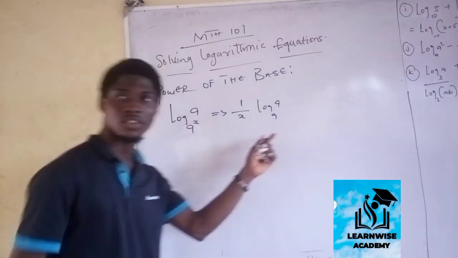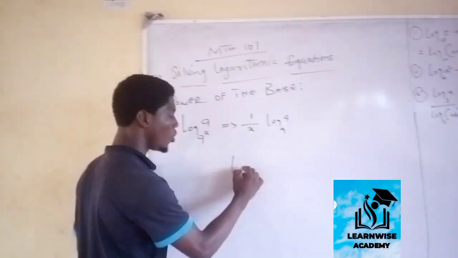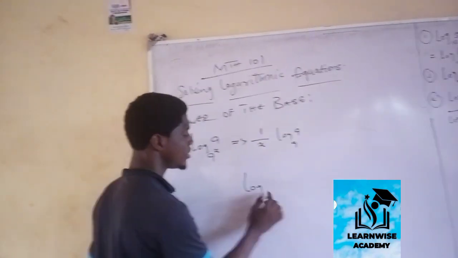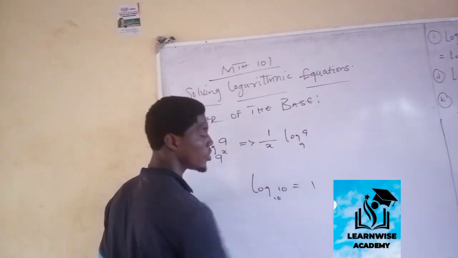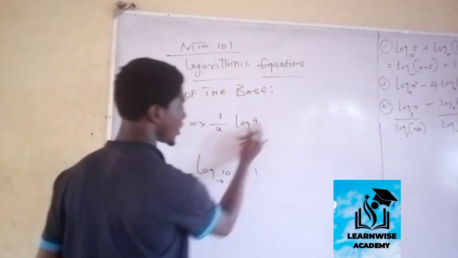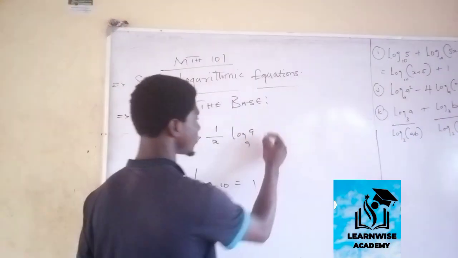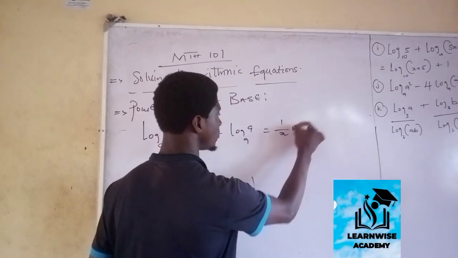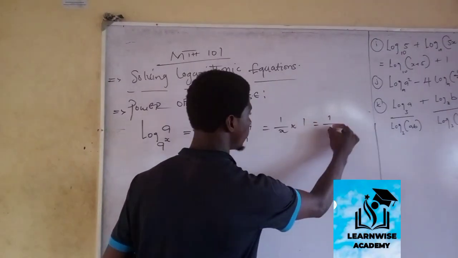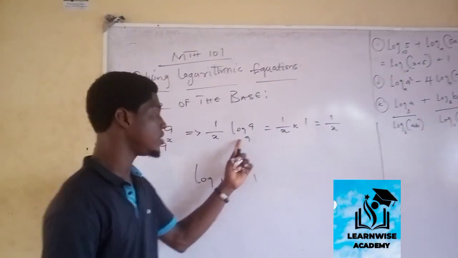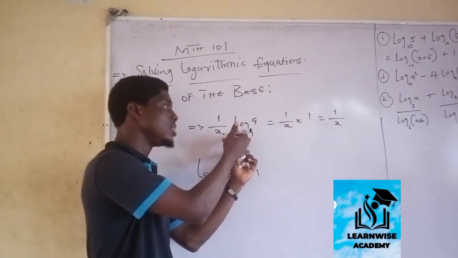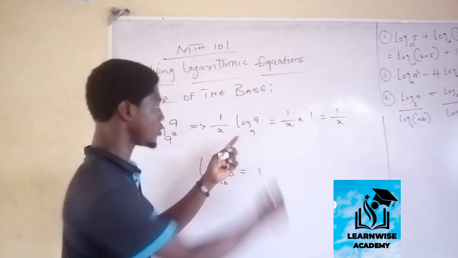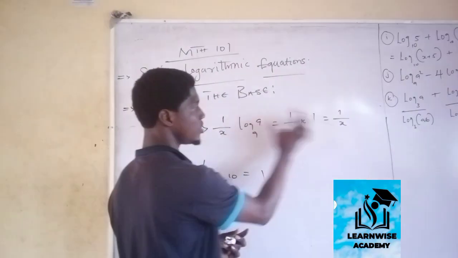I can still resolve this, because according to logarithm, log 10 of 10 is simply equal to 1. So I can say log base A of A is equal to 1. So I can have 1 over x times 1, which is equal to 1 over x. But just in case you are not having the same variable here, it won't work with changing this to 1.